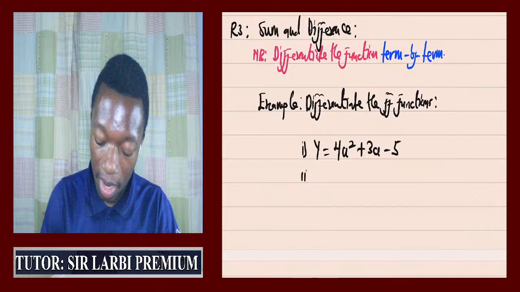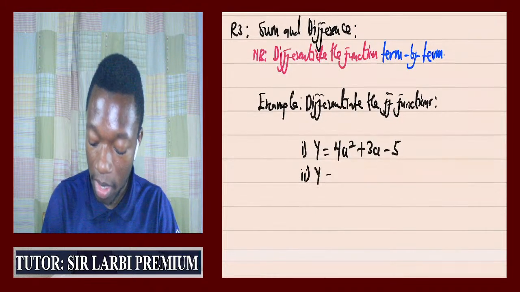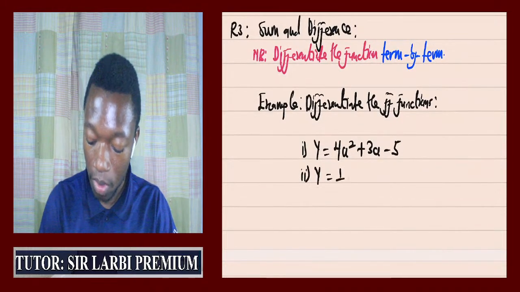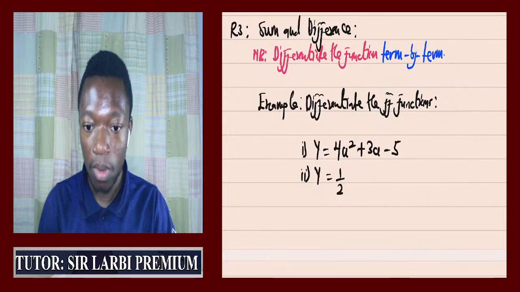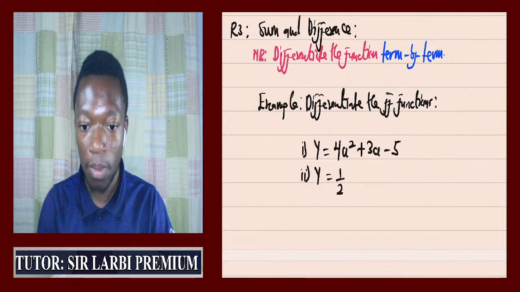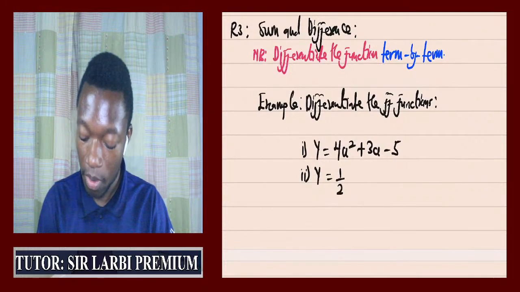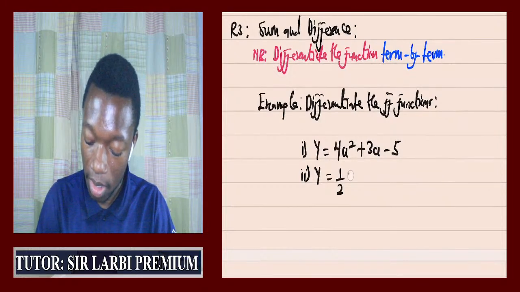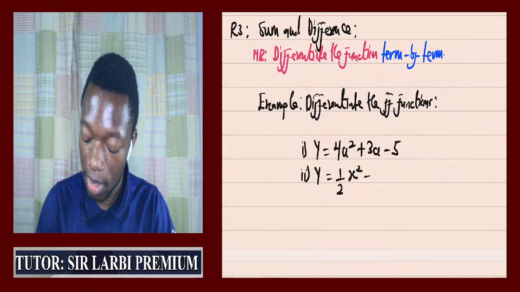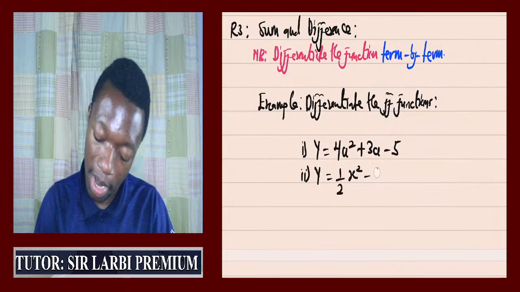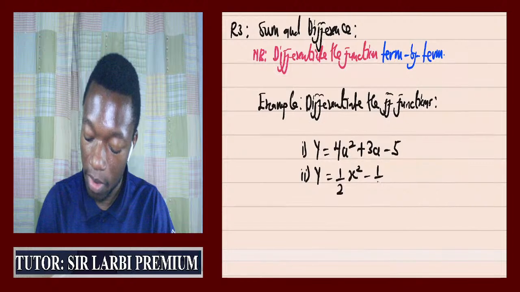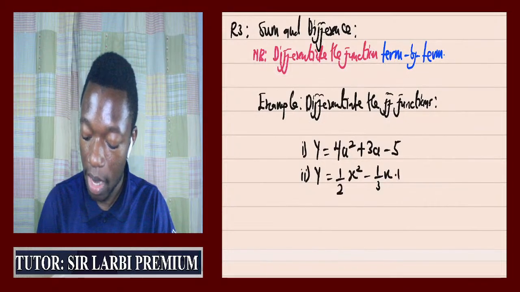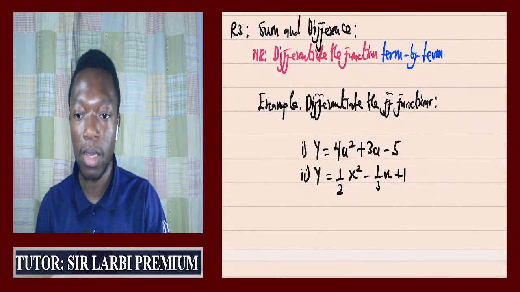Then let's add one more. y is equal to 1 over 2 x squared minus 1 over 3 x plus 1. 1 over 3x plus 1.